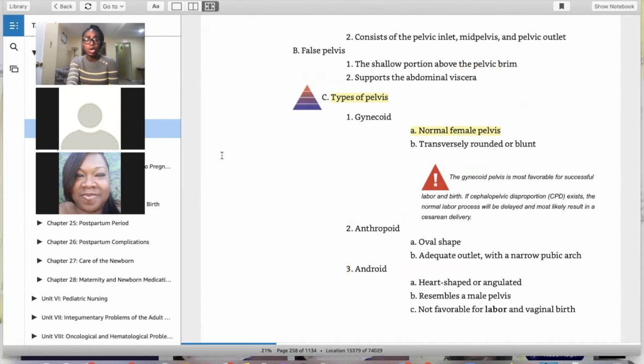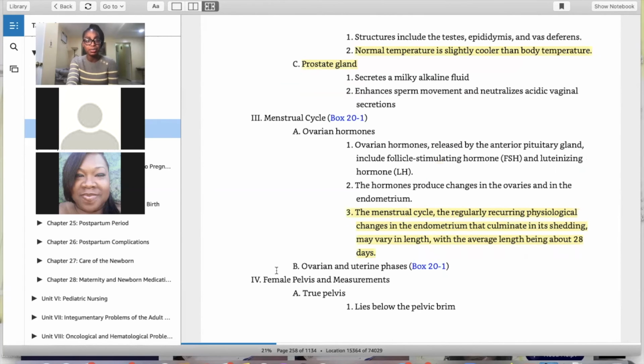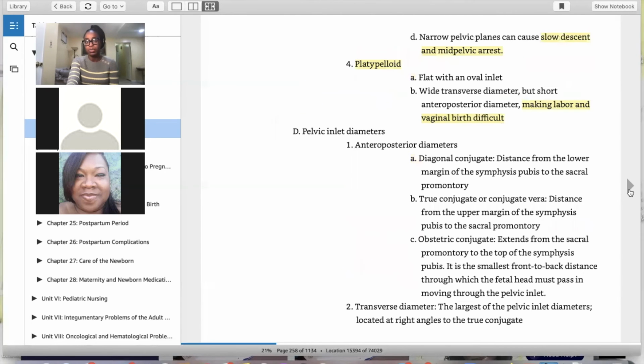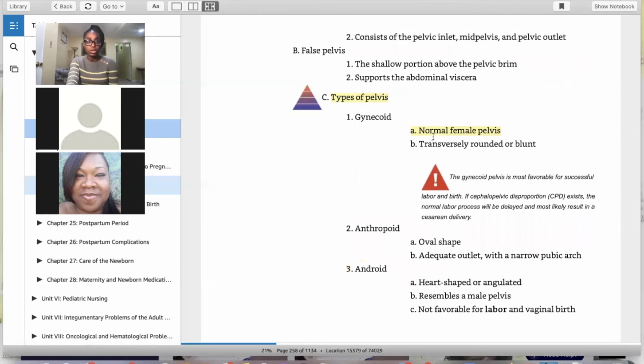So now we're talking about the pelvis here. There are different types of pelvises and different measurements. The measurements are not truly covered as much as the type. And I only want to cover the two that are most, I wouldn't say important, but the ones that are covered the most. There are 4 of them, but the ones that we'll see the most on exams are the gynecoid. This is the normal female pelvis.